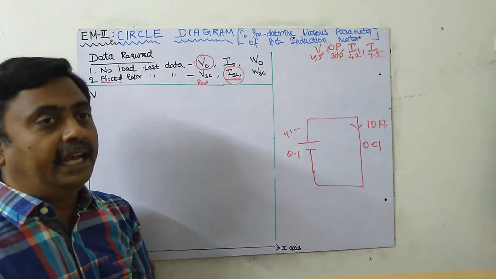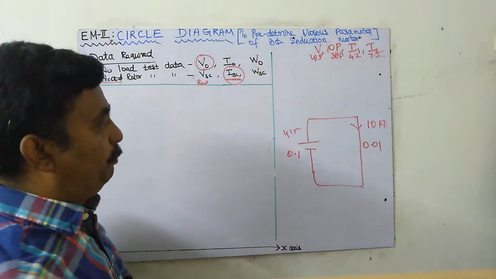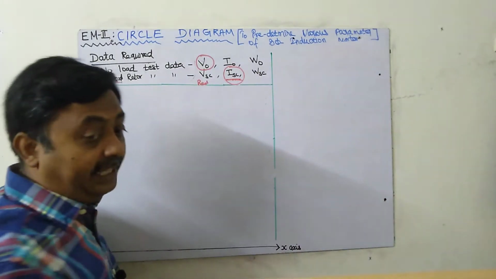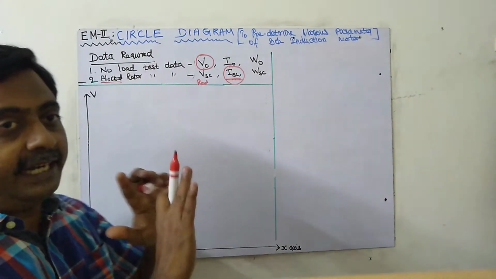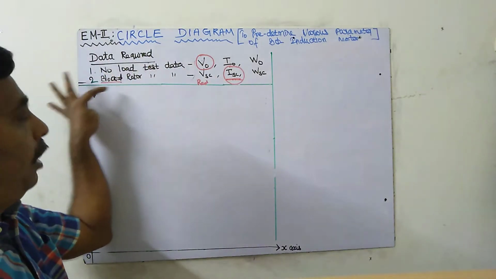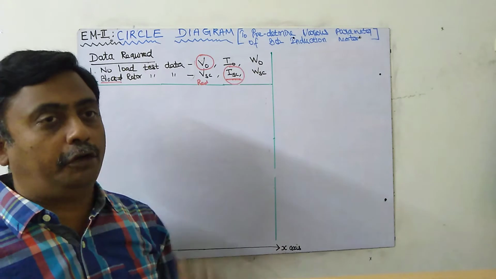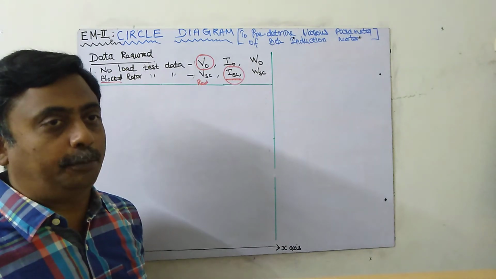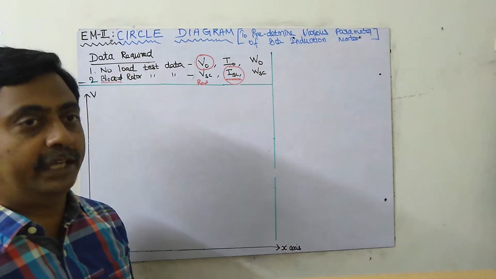Then coming to the calculation point of view, the theory examination point of view. In the theory examination, these two sets of data will be given to you: the no load test data and the block rotor test data. You have to solve these things. This is a step-by-step procedure, and I will explain it step by step. The graph is needed.